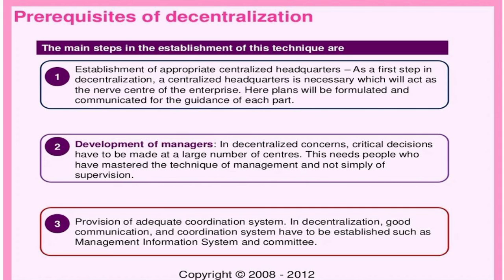Development of managers. In decentralization, a head is required to run that level or function. That's why they will train the managers. And the provision of an adequate coordinating system: AI, ML, MIS, VR, AR. AI stands for artificial intelligence, VR virtual reality, AR augmented reality, ML machine learning, and cloud computing. These are the computerized software which help in coordination and control, even though operations are decentralized.